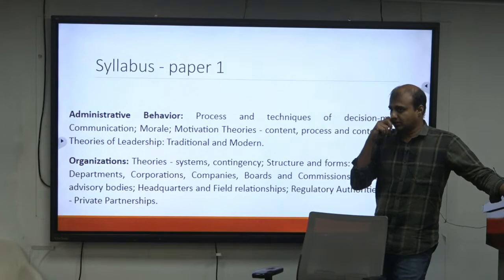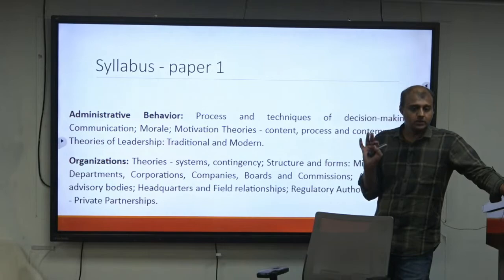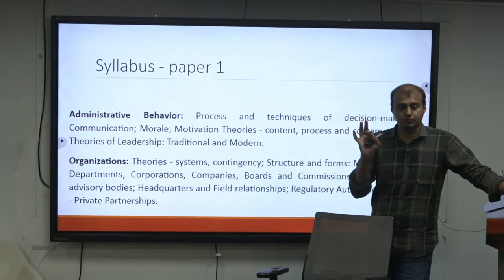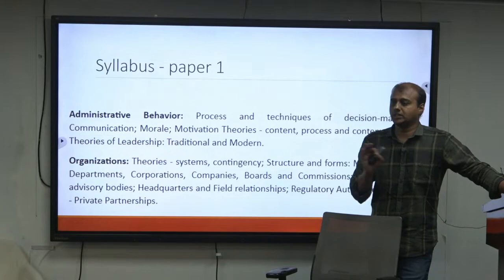So then what do you expect? I need a very basic job. Or before that, what do I need? I need to take care of my food. I need to take care of my shelter. I need to take care of my clothing. So physiological needs: basic food, clothing, shelter.